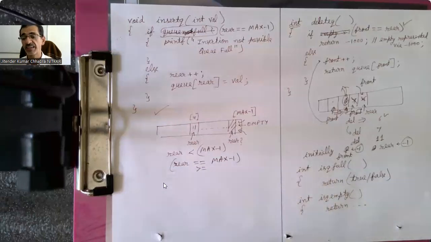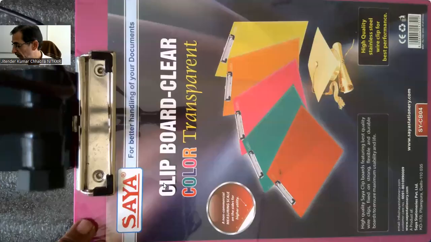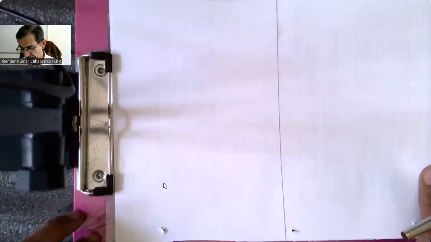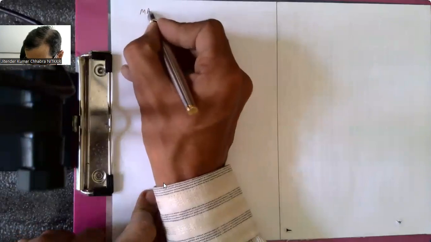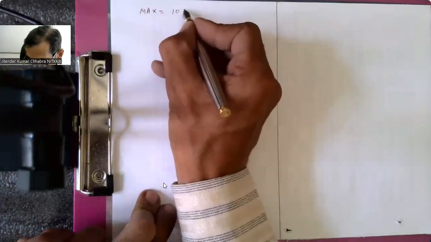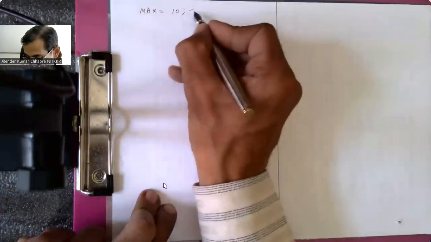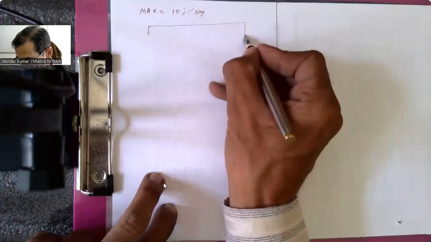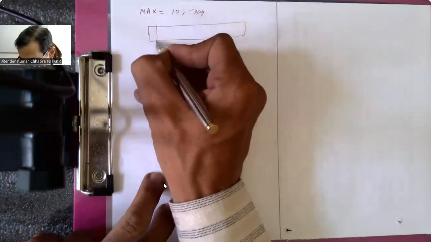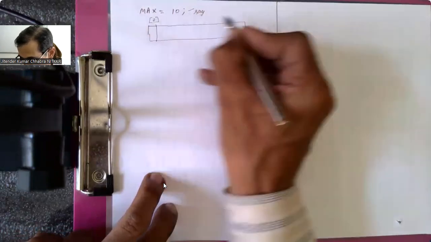Now, having said that, I can see that the basic working of the queue has become good enough, but compared to stack, we have certain more issues coming up. For example, let's say max was 10. If 10, that means I have a queue to store a total of 10 values, 0 to 9.